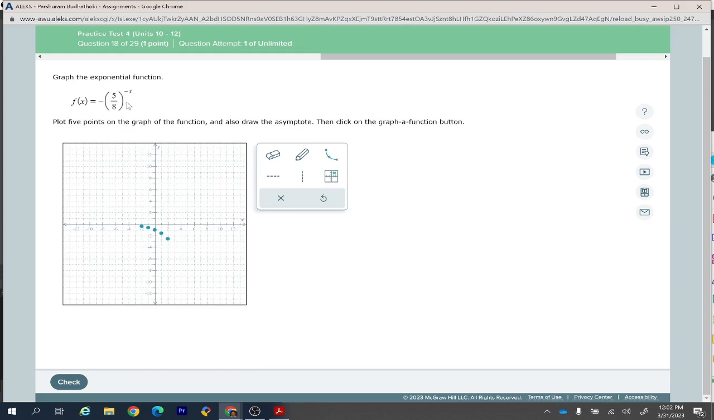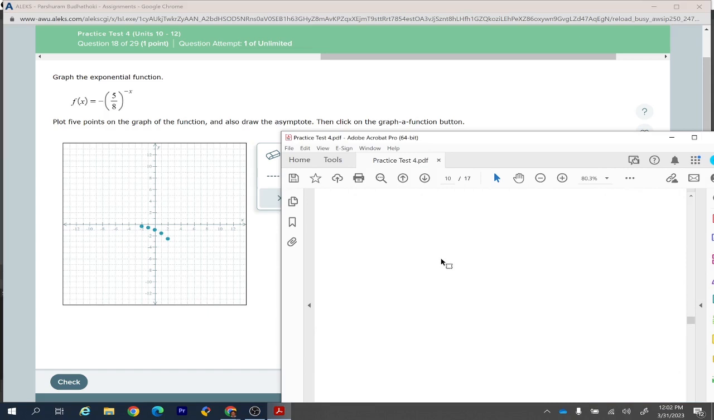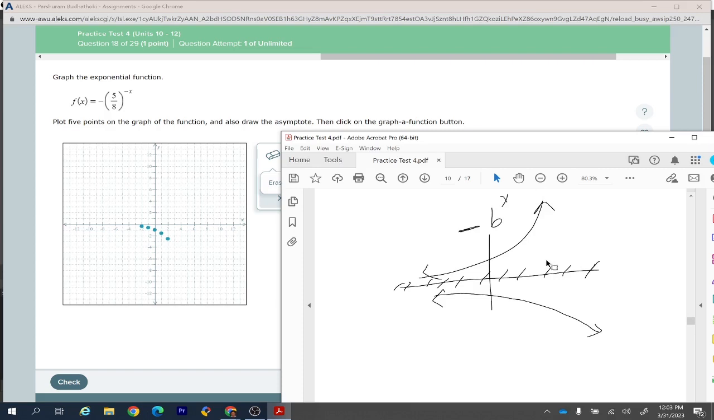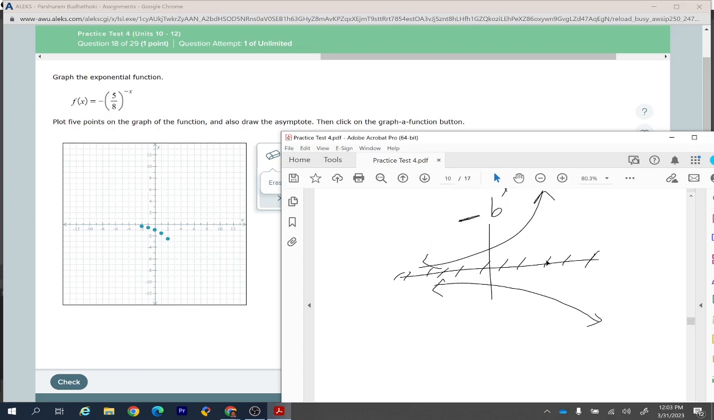So remember, this is your exponential function. For an exponential function like b to the power x, the graph looks like this, and this line is your asymptote. But if you plot the graph for the negative of that, the graph becomes like this, but the asymptote would still be the same. The value of b in this case is 5 over 8, which is less than 1, so the graph would look like this, but the asymptote is still the x-axis.